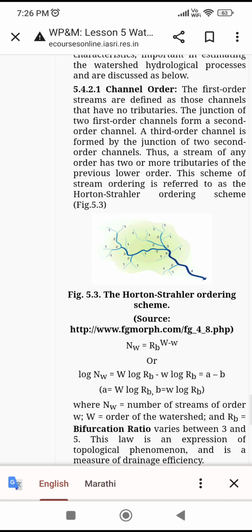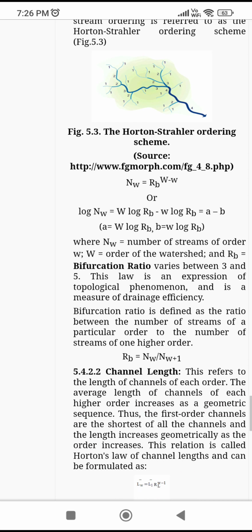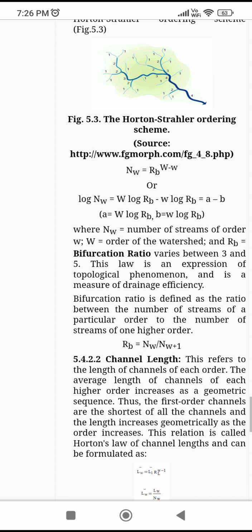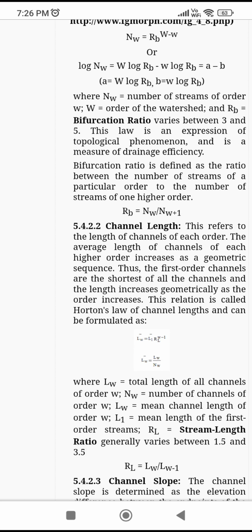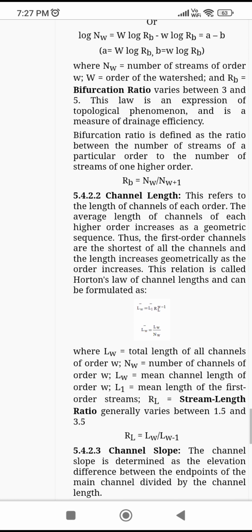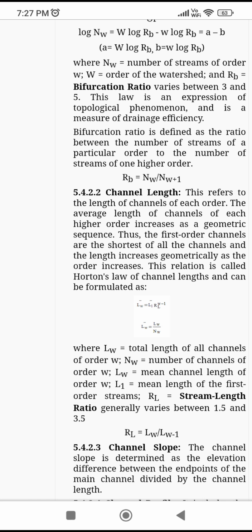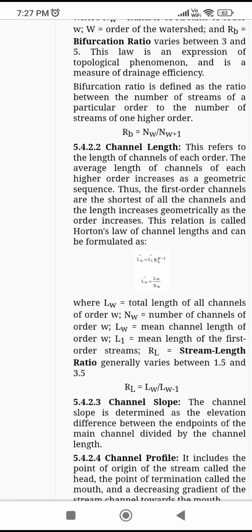So here one important point is a stream of any order has two or more tributaries of the previous lower order. Okay, then bifurcation ratio is defined as the ratio between number of streams of a particular order to the number of streams of one higher order, meaning number of streams of one order divided by number of streams of one higher order. Then channel length, this refers to length of channel, Horton's law of channel length.